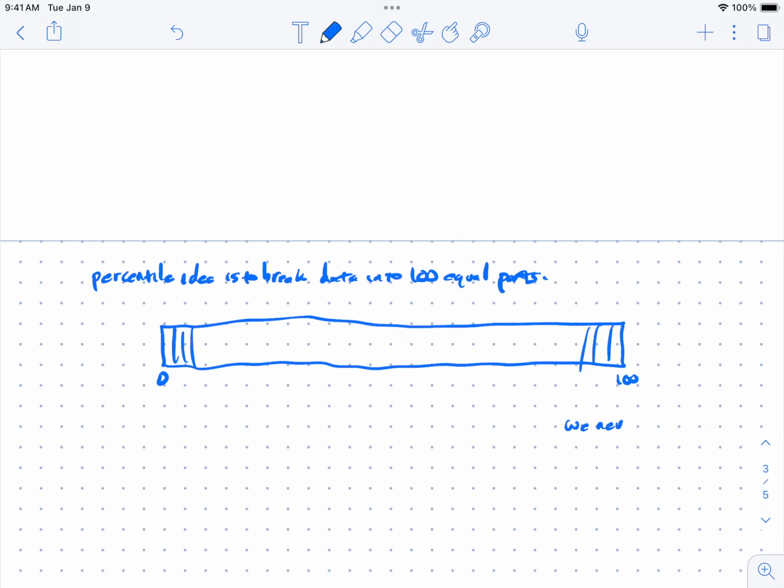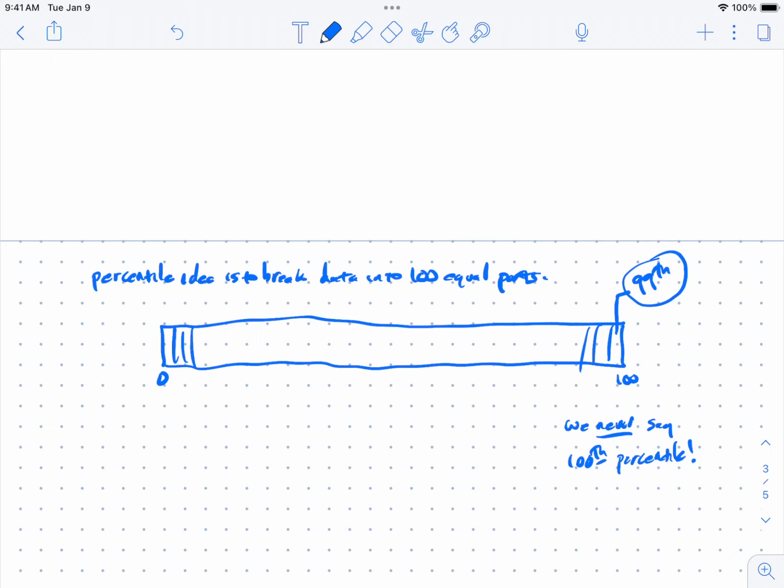We never say 100th percentile. We never say that a score is in the 100th percentile. Why not? Well, to be in the 100th percentile, your score would have to be higher than 100% of the scores. Well, it's not higher than your own score, so it's not really going to be higher than 100% of your scores, right? So we have to call this one the 99th percentile. The one on the end there is the 99th percentile.